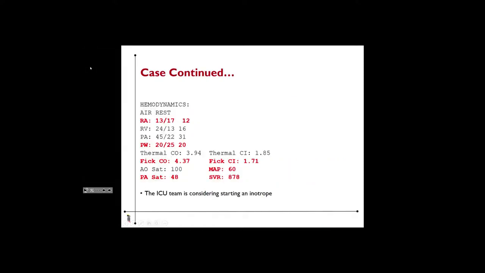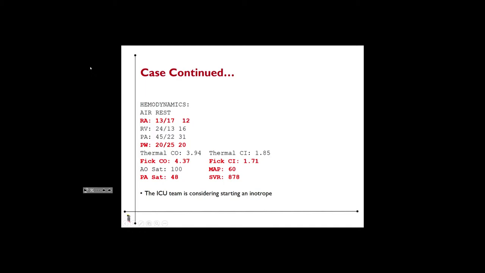So going back to our case, the team took our recommendation of continuing his beta blocker, carvedilol, and also starting him on IV furosemide as well. He was not responding to the diuretics as they had hoped, so they wanted to get a pulmonary artery catheter to further assess his hemodynamics. And on his right heart cath, this is what they found.